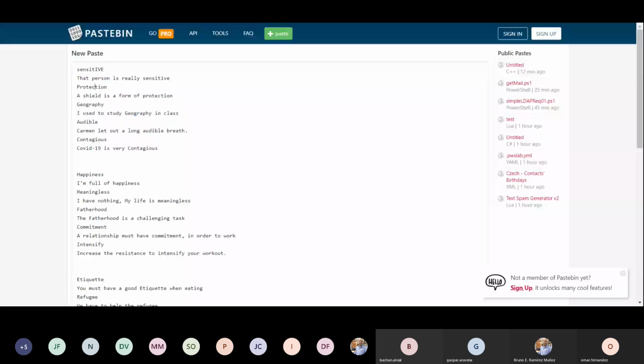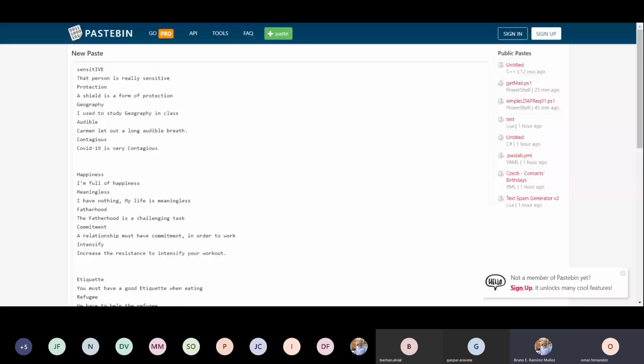The second, with the suffix ion, and the sentence was: a shield is a form of protection. The third word I had was geography, with the suffix graphy, and the example was: I used to study geography in class.